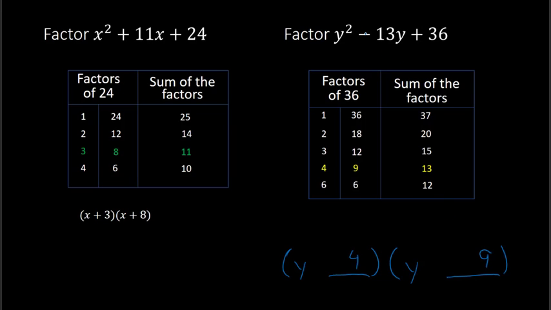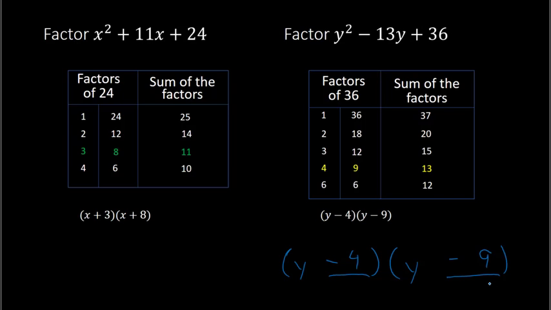Now the only thing is, notice this negative sign right here. It's a negative 13y. So I need a negative 4 and negative 9 because those would add to get negative 13. And they would multiply, negative 4 times negative 9, to get positive 36. So my factored form would be y minus 4 times y minus 9.